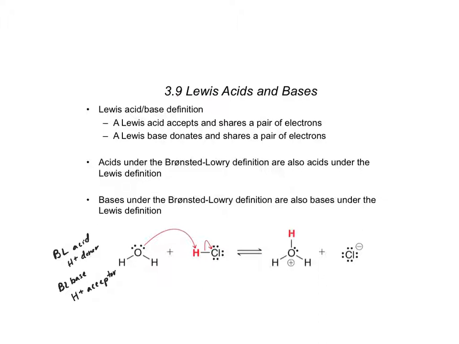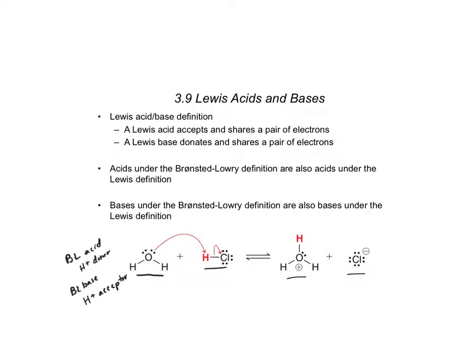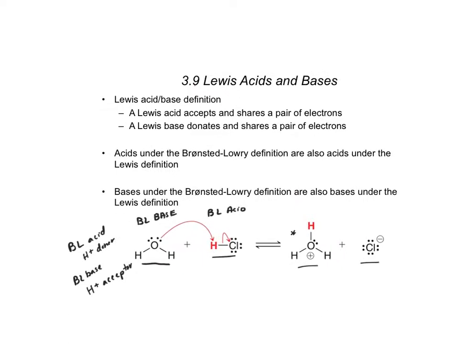So for example, we have a reaction with water reacting with HCl, forming H3O+ and Cl-. In this reaction, we have HCl acting as our Bronsted-Lowry acid because it donates a proton to water, forming H3O+. We also have water acting as our Bronsted-Lowry base because it accepts a proton from HCl, forming H3O+, right? So again, this focuses on the proton transfer reaction.